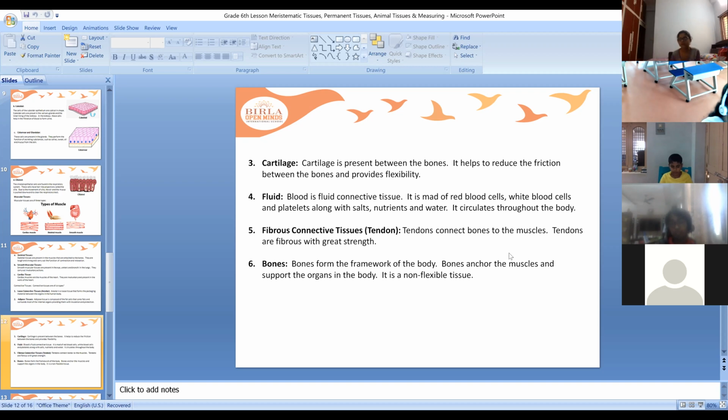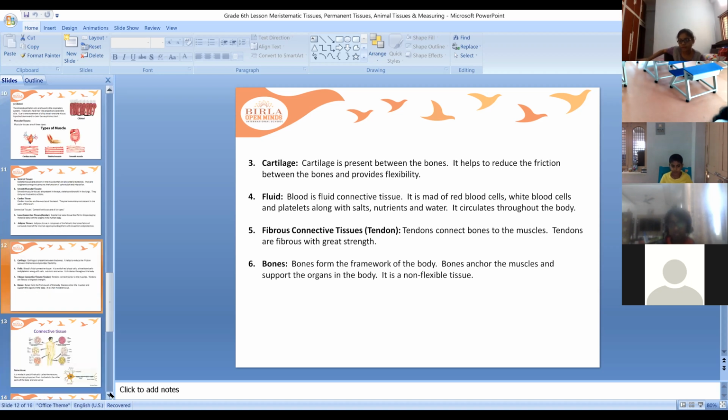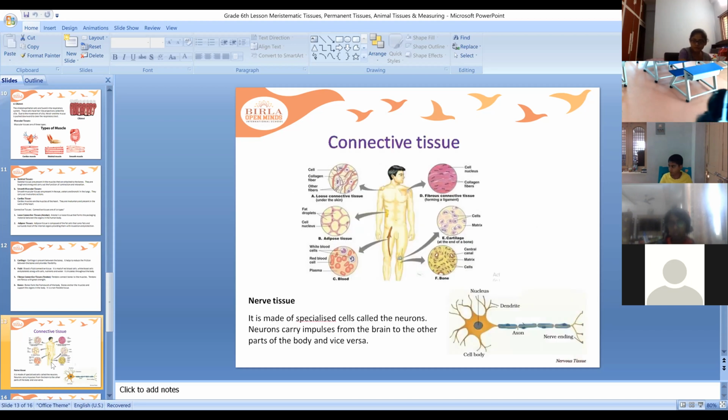So it forms the framework of the body. Which framework supports the internal organs like the heart and lungs? What is it called? Which supports the internal organs?